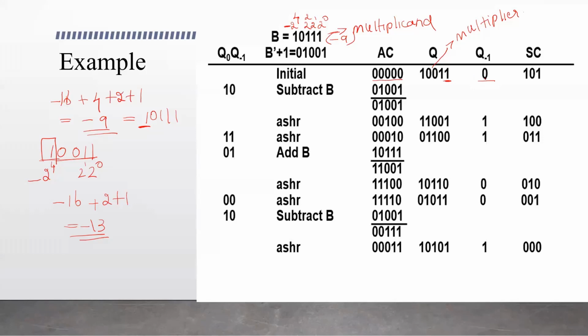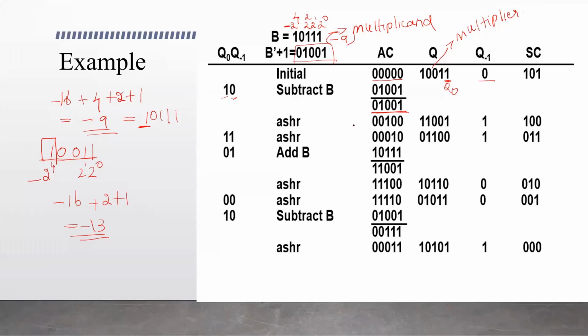Initially Q minus 1 is 0, this is Q naught. Q naught is 1. This is Q naught and this is Q minus 1. So the bits are changing from 0 to 1. So upon encountering 1, what we do? We subtract. So for subtracting, this 1 0 1 1 1 is B, and to subtract we need to add the 2's complement of B to A, correct? So we take the 2's complement of B, it is 0 1 0 0 1, and that is added to A, we get this result 0 1 0 0 1, and we shift right.